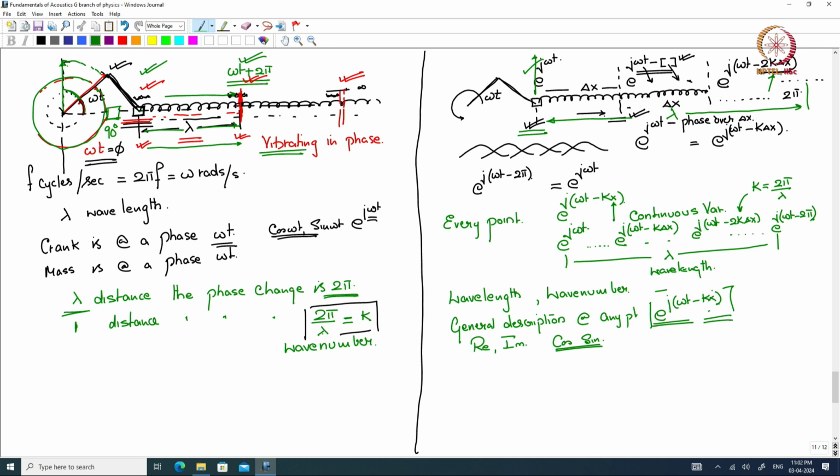Okay. Now, I will give you the same picture in a different diagram over here. Let us say we have this as the time axis, this as the time axis.